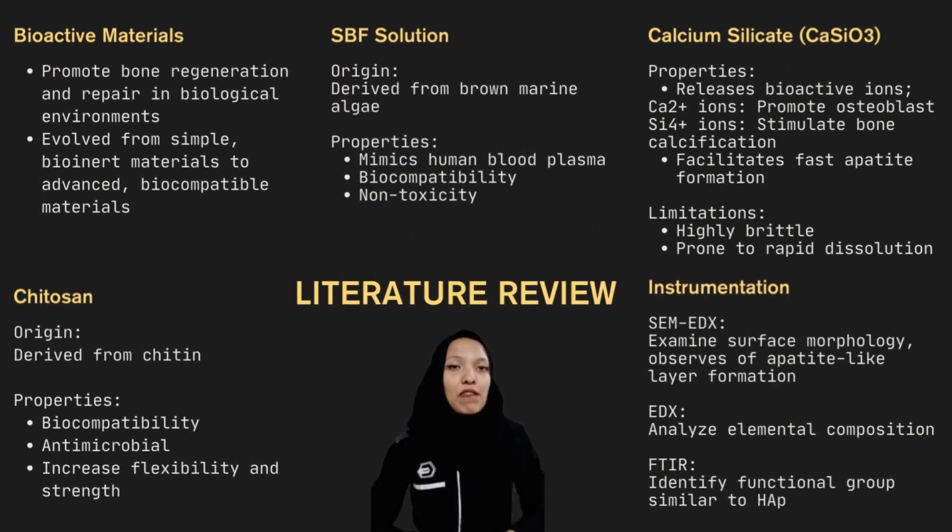Several studies have explored the role of calcium silicate and chitosan in enhancing bioactivity. According to Liu, calcium silicate performs apatite formation rapidly compared to other bioglass and glass ceramics in SBF. However, it has drawbacks such as brittleness and rapid dissolution. Chitosan, on the other hand, forms stable structures in composite scaffolds and demonstrated strong fungistatic properties.